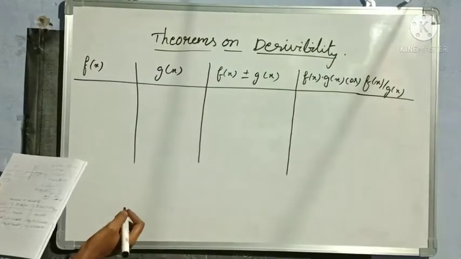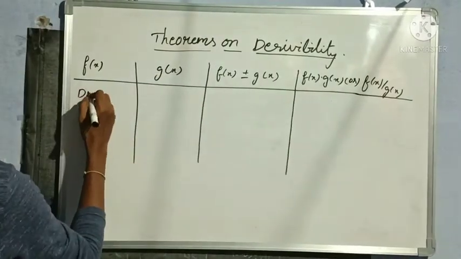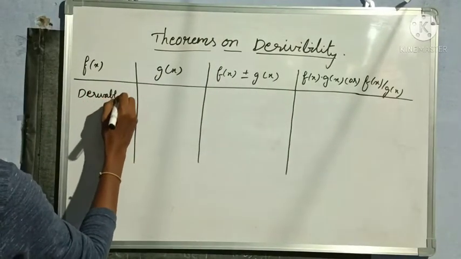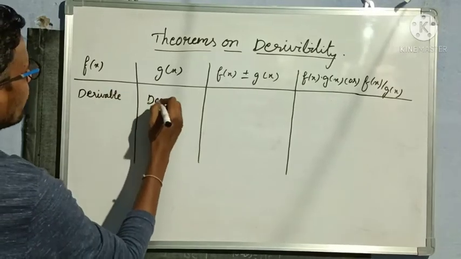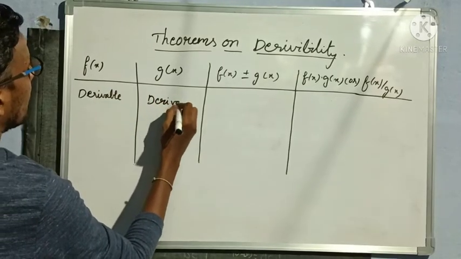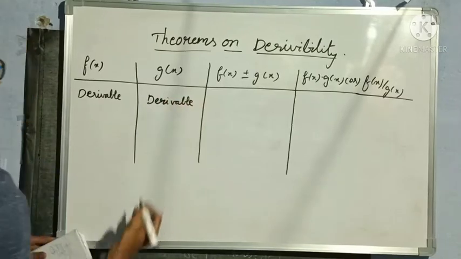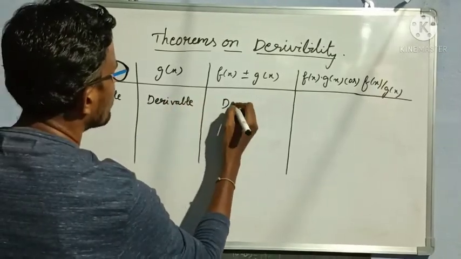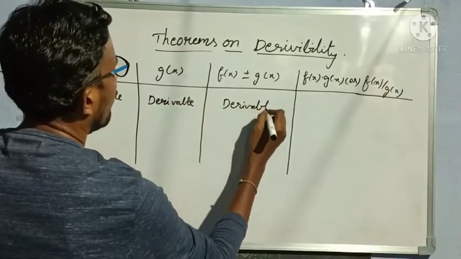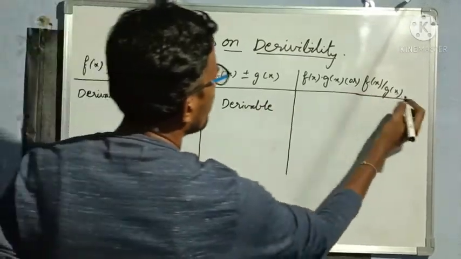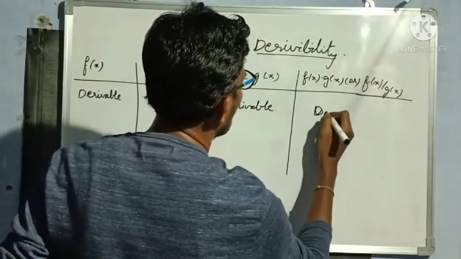So now if my first function f of x is derivable and my second function g of x is also derivable, then definitely f of x plus or minus g of x is derivable, and also f of x into g of x and f of x by g of x are also derivable.